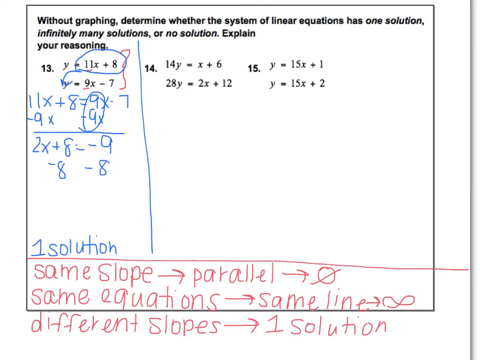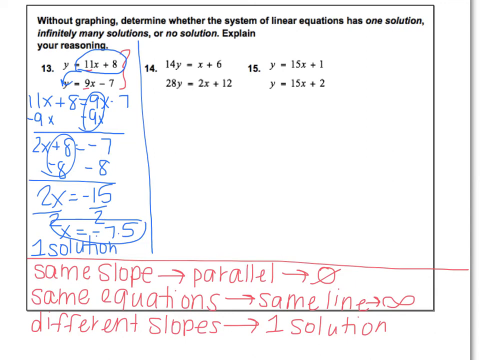Oop, I said negative 7 and then I wrote negative 9. Hang on one second. So now I've got 2x equals negative 15. When I divide by 2 on each side, I get x equals negative 7.5. And if you notice, I have exactly one answer, or one solution. At that point, you can solve.